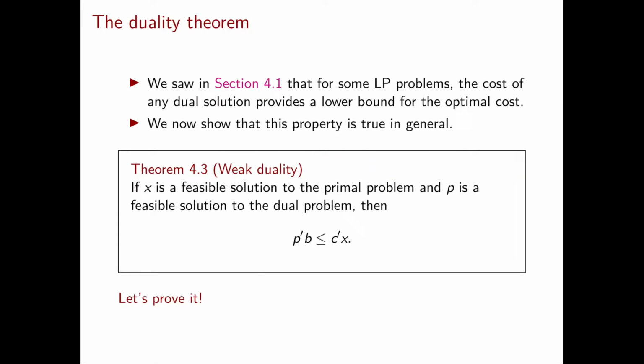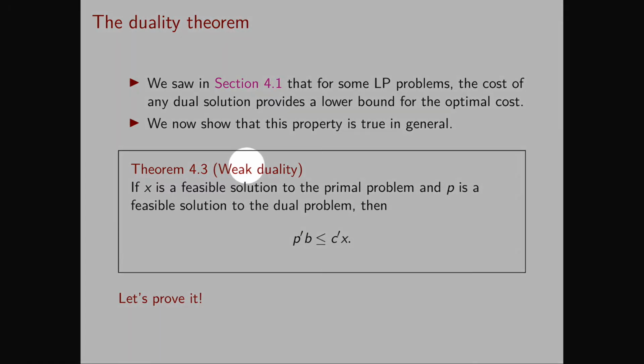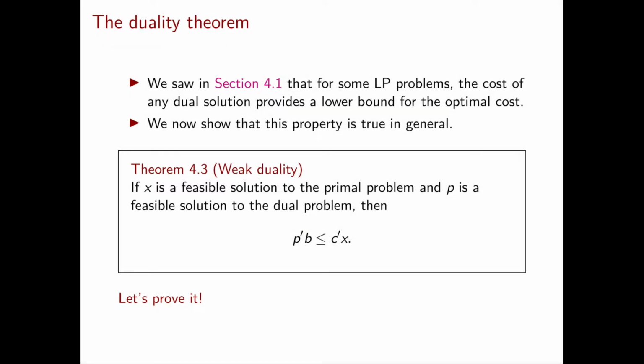In this video, we're going to see the two most important theorems in duality theory. These are strong duality and complementary slackness. The first result that we prove is weak duality. This result essentially shows that the motivation that we saw in section 4.1 is indeed correct. This theorem essentially says that the cost of any dual solution provides a lower bound for the optimal cost.